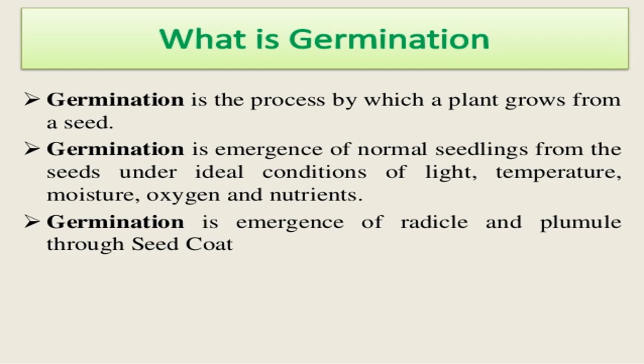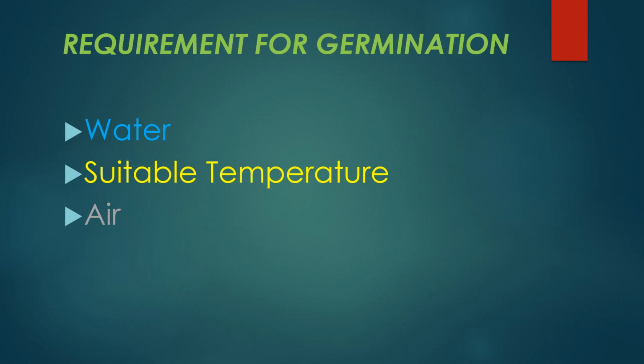The seed coat will burst out, that tough outer covering, the testa, will break open, and the embryo will give rise to the root, shoot, and the leaves. What are the requirements for germination, which is all there in your syllabus? First is water. Water is a very, very important condition required for the germination of the seedling. Then suitable temperature and air. So one by one we will do.